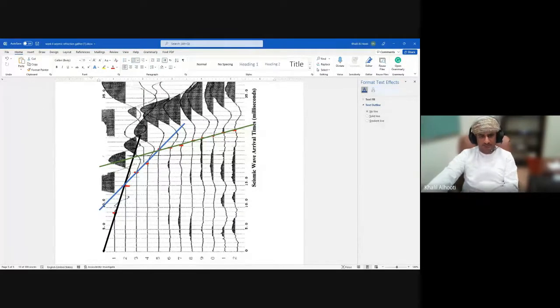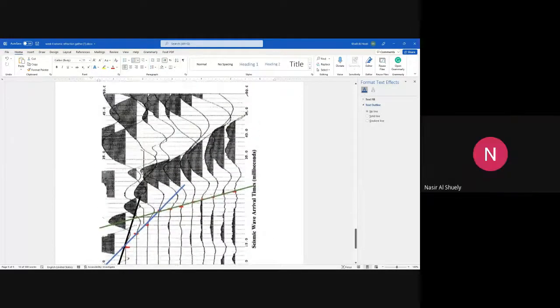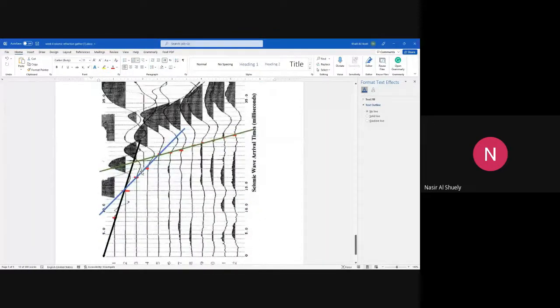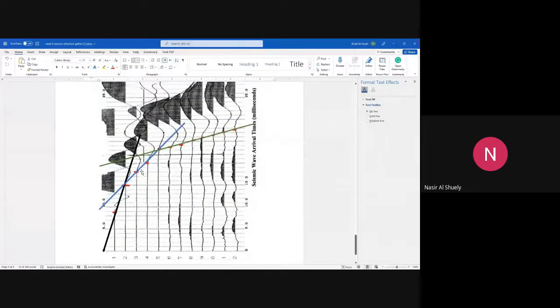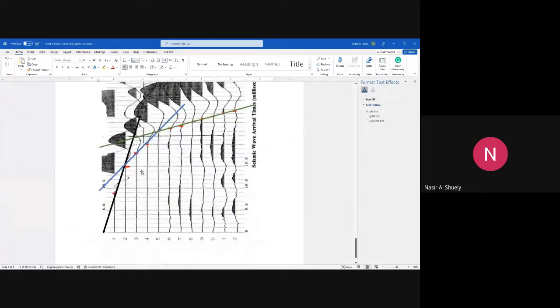Yes, Nasser, go ahead. Doctor, I have 2 questions, one on the theory and one on the lab. The first question, on the theory: why do the P waves arrive before the S waves? Because this type of wave is the direct.